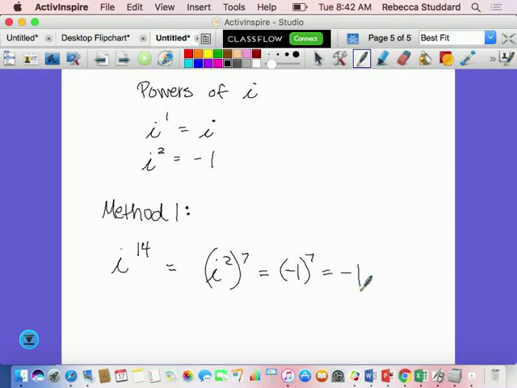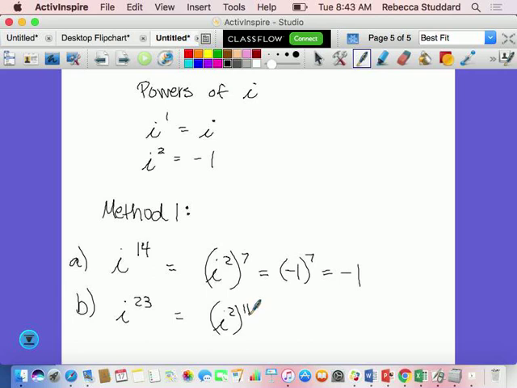Simple enough, right? Let's look at a different example that has an odd exponent. i to the 23rd. Now, if we're going to be using i squared, that's only going to give us an even number. When we raise 2 to another power and multiply, you're only going to get even numbers. So what's the next closest even number below 23? 22. So that would be i squared to the 11th.